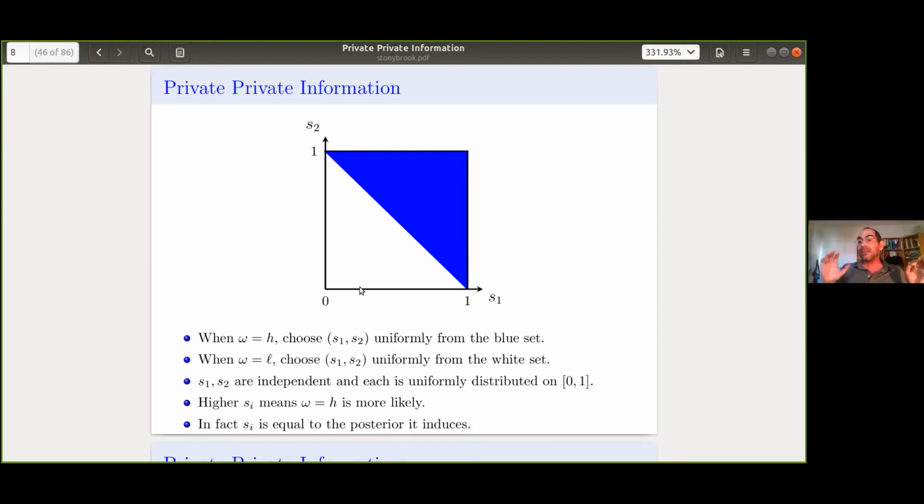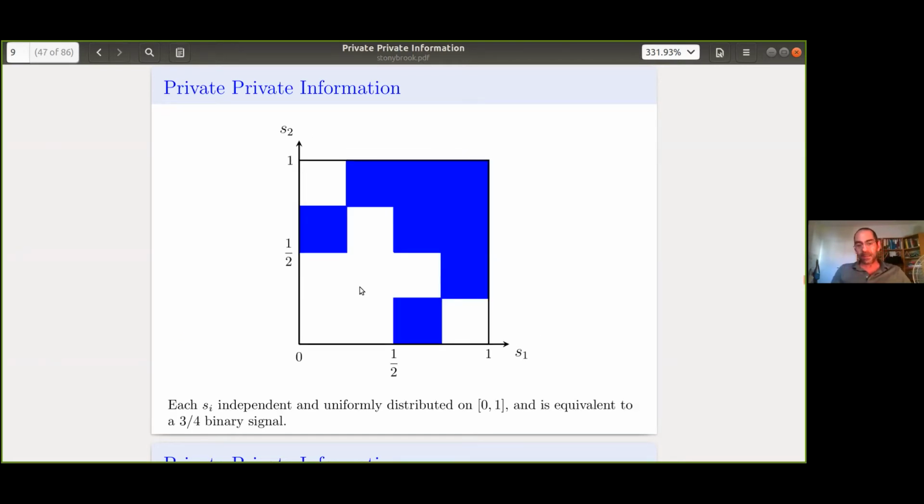And still, I know nothing about the other person's signal. Condition on my signal, the other person's signal is completely independent. Let me show you a different example. So again, I'm going to do the same trick. When the state is high, I pick uniformly from the blue area. When it's low, I pick uniformly from the white area. Again, then the signals are just independent, uniform on 0, 1.